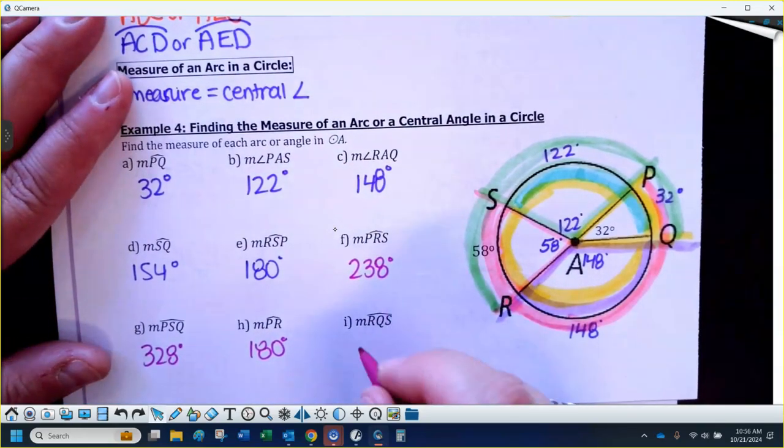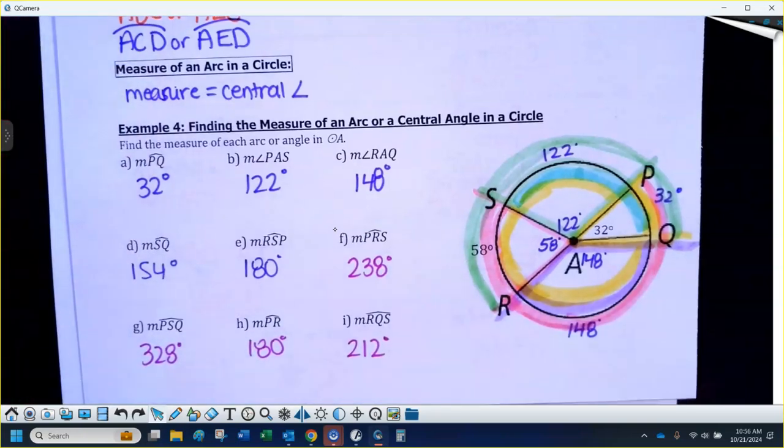So there's multiple ways to do these problems, but the central angle that cuts off the arc should have the same degree measurement as the arc. Is anybody having a question?